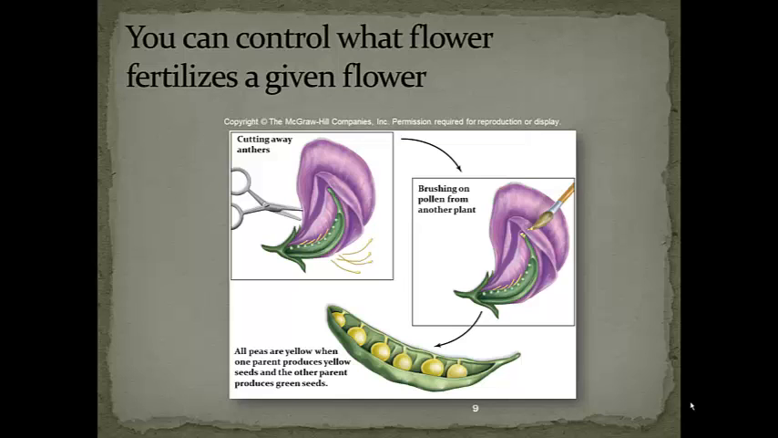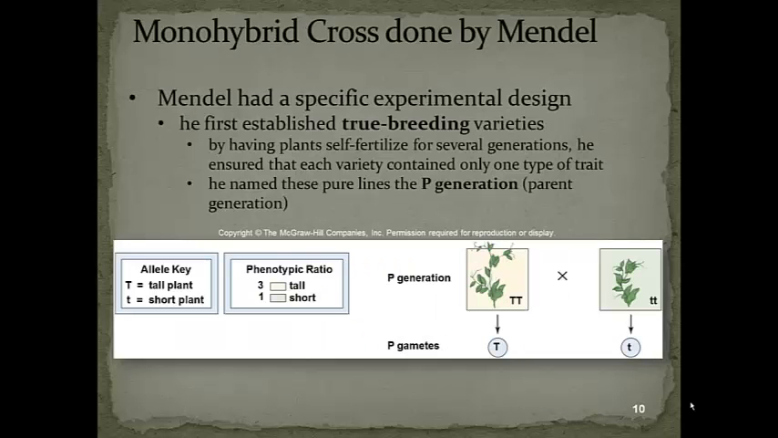So that worked out very nicely for him. Now, he had a very specific experimental design. The first thing he did was he let the plant self-fertilize for quite some time. And by doing that, he established that the plants were true breeding. Each variety is going to contain only one type of trait. And he named these the P generation.